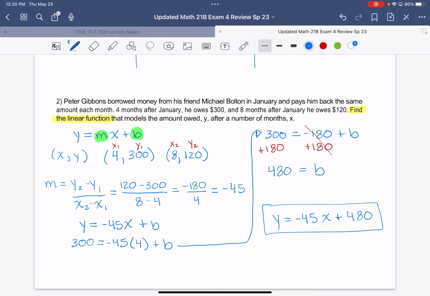Which unit was that? Oh gosh, 10.1, I want to say, or 10.2. It was definitely the earlier sections of chapter 10.